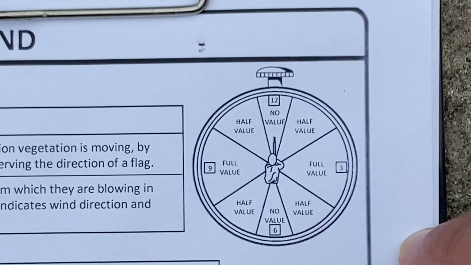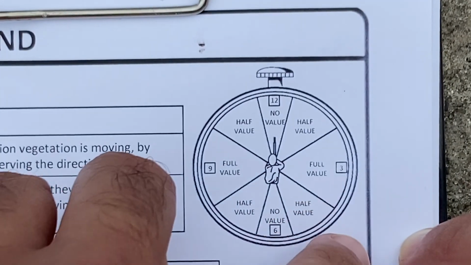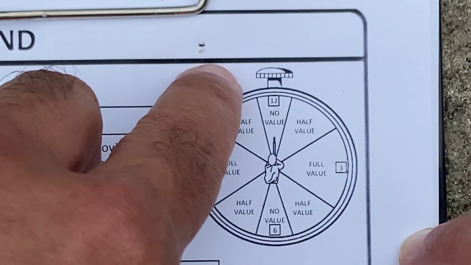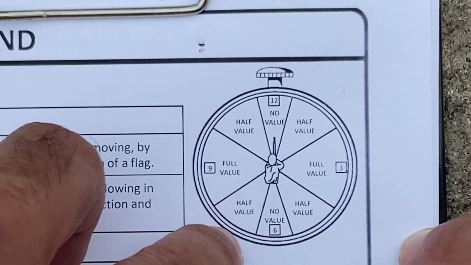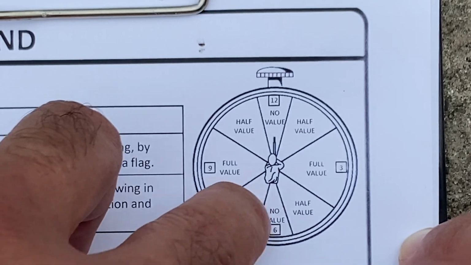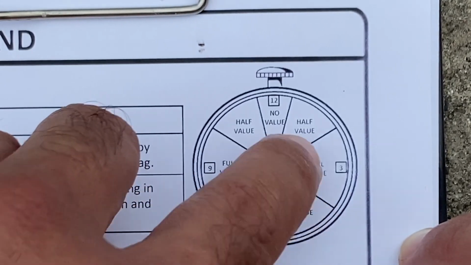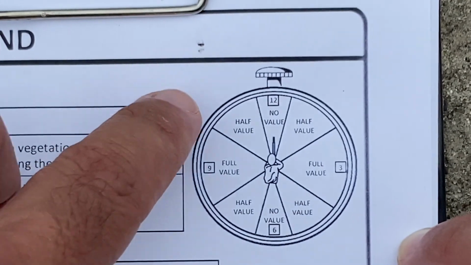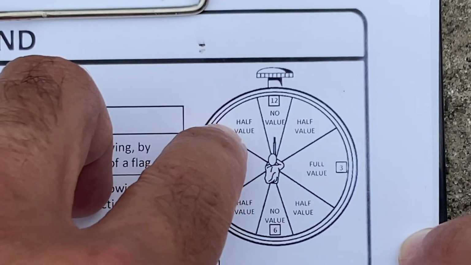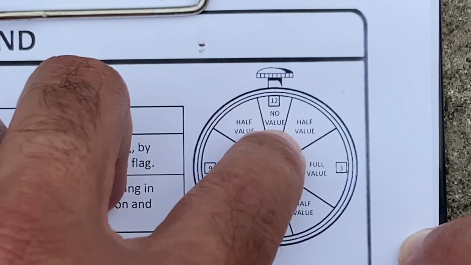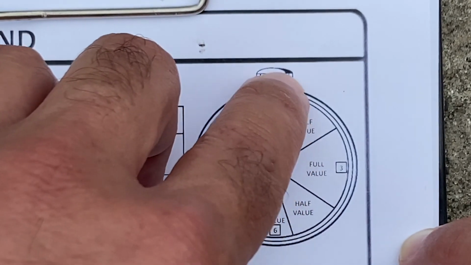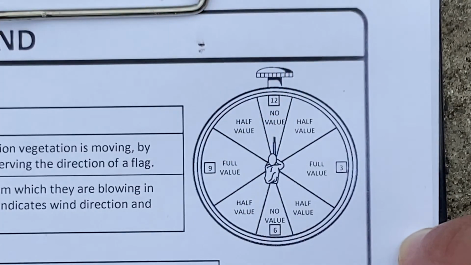Now the ones that are not as bad are gonna be right here. Your 5 o'clock, your 2 o'clock, your 10 or 11 o'clock, and your 7 or 8 o'clock. These are what we call half value winds. So this means that if you shoot, these winds will be blowing your bullet to the sides. However, instead of going like this, it'll just kind of veer off a little bit. I mean, you'll still be able to make the shot.